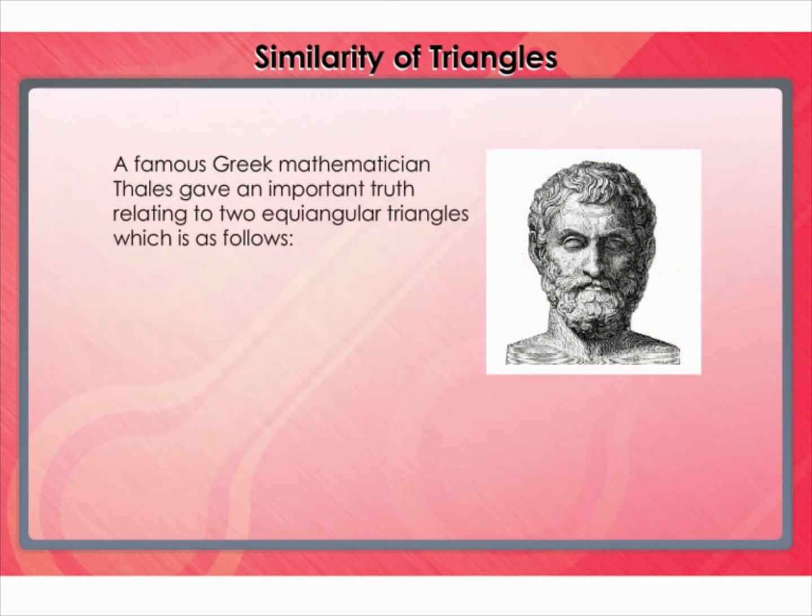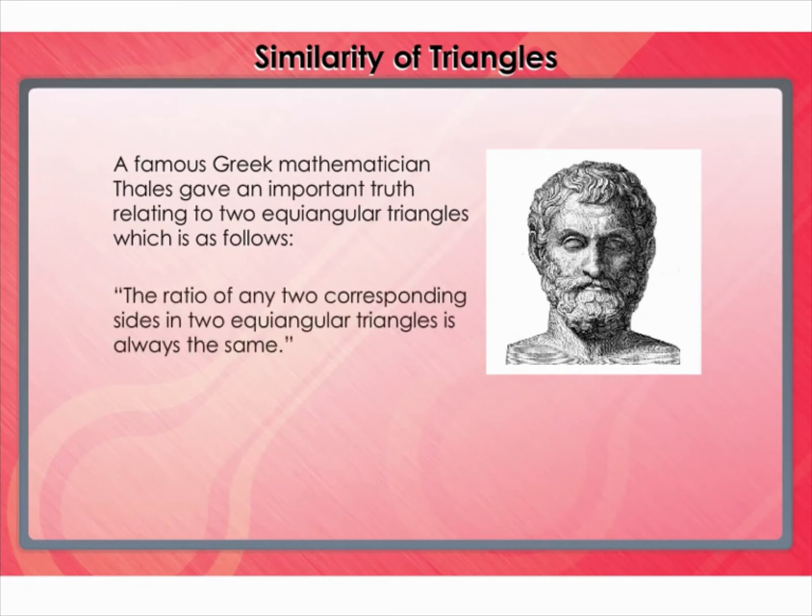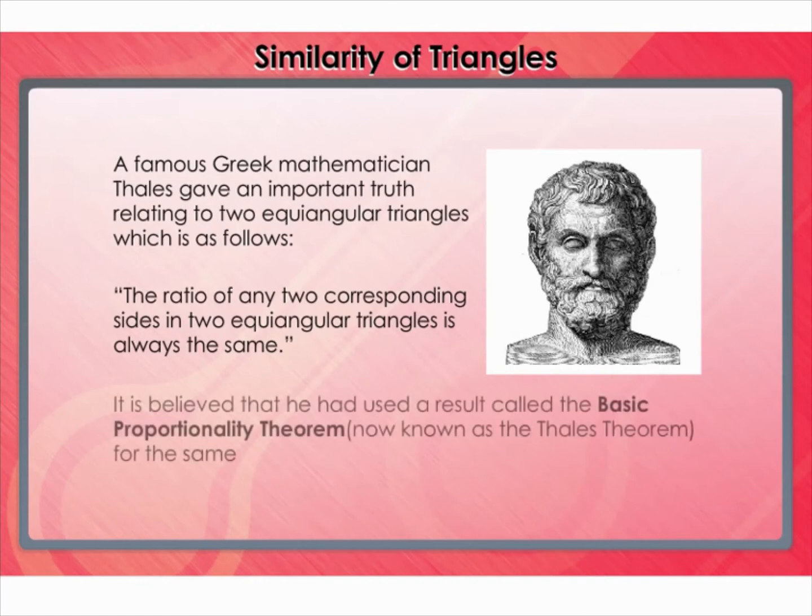A famous Greek mathematician, Thales, gave an important truth relating to two equilateral triangles as shown. The ratio of any two corresponding sides in two equilateral triangles is always the same. It is believed that he used a result called the basic proportionality theorem, now known as the Thales theorem. Click on the basic proportionality theorem to know more.